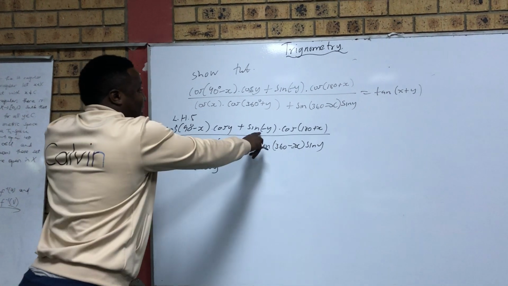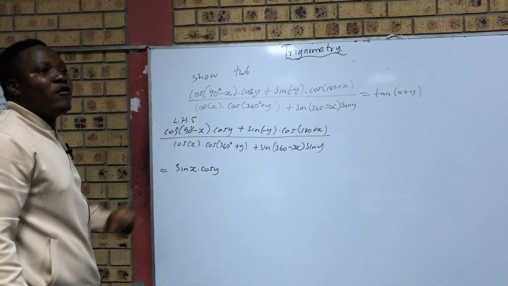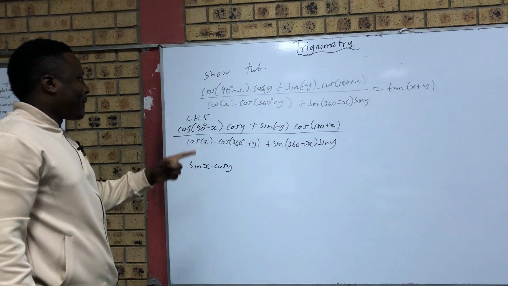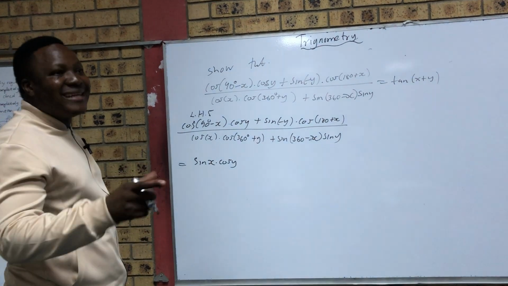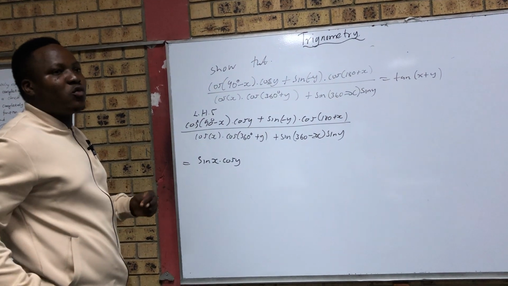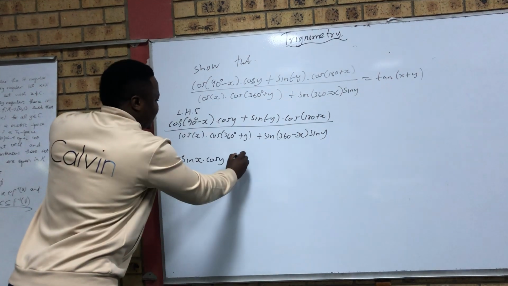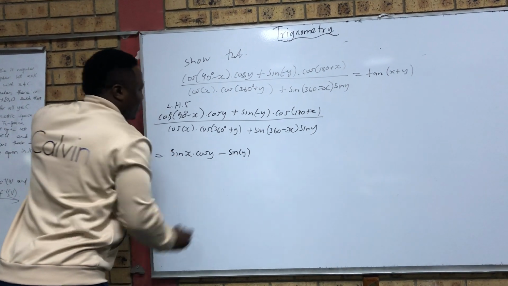Now, remember the negative angle. This is minus y, which is less than 90 but negative, which means it's found in the fourth quadrant, so this is going to be negative. Sine is negative. It's only cos which is positive in that quadrant.